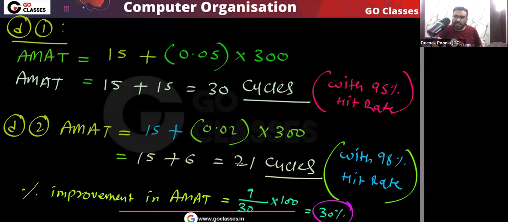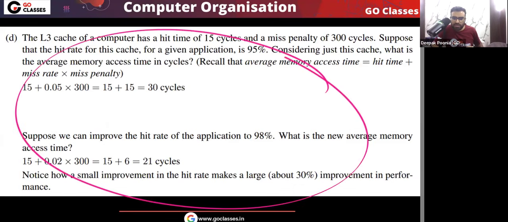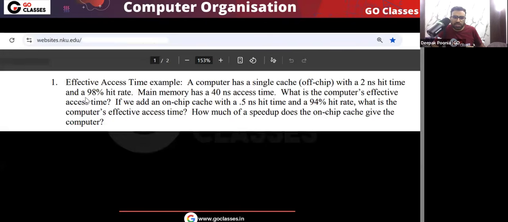This is very interesting, right? When you improve the hit rate even by 1%, 2%, 3%, the improvement in the average memory access time will be huge. I hope you understood this. So this is the answer given for the previous question. Now let's solve this question.